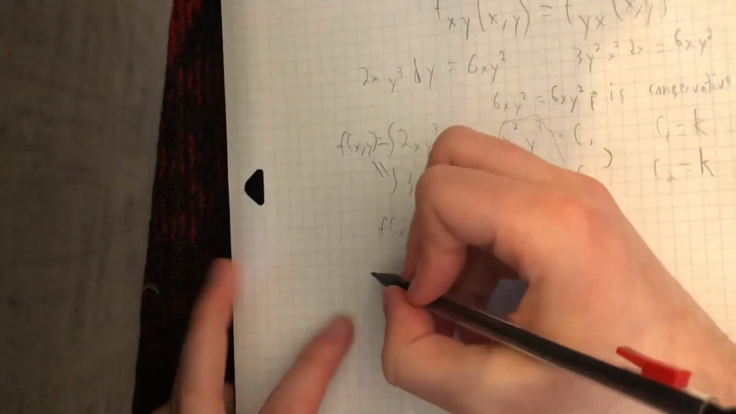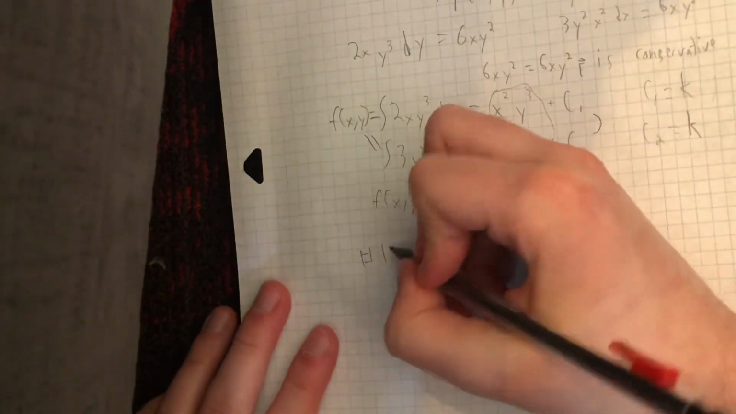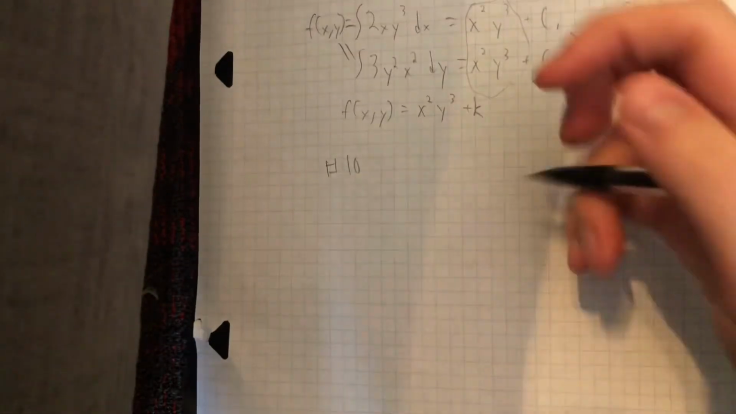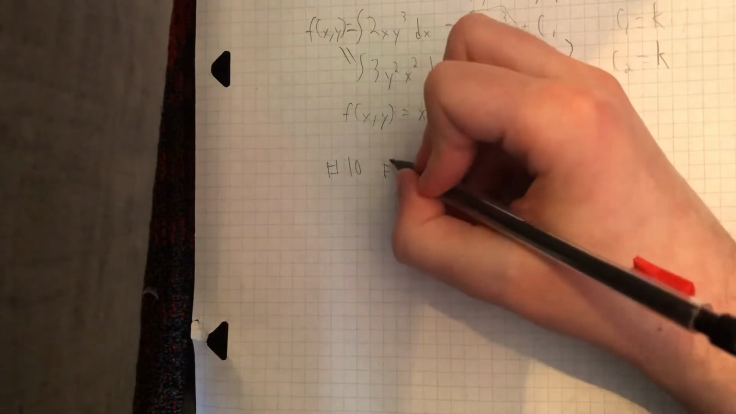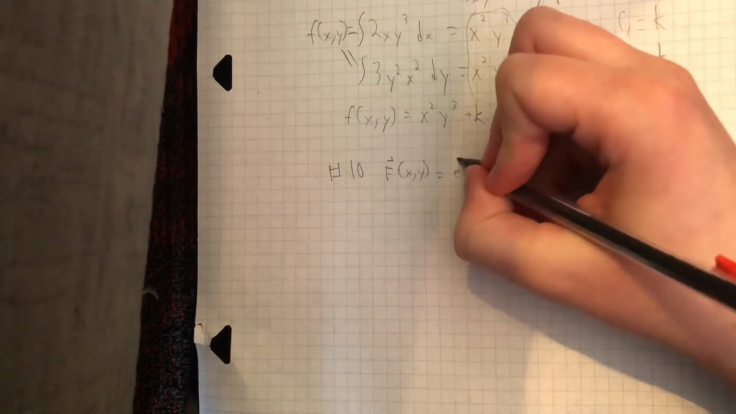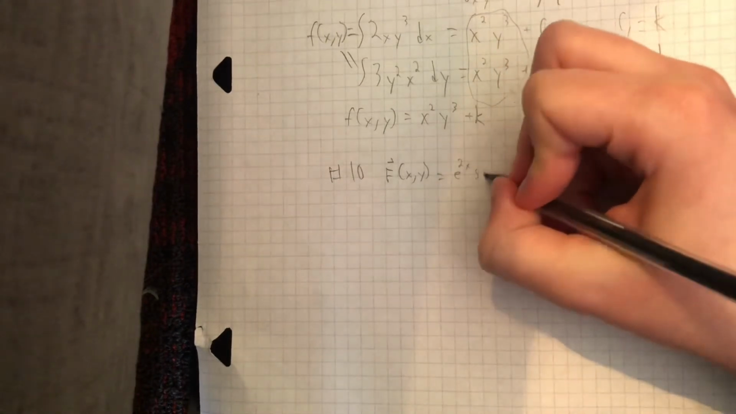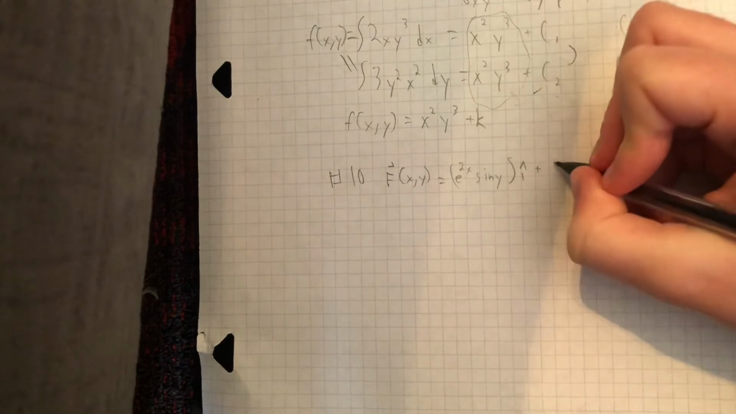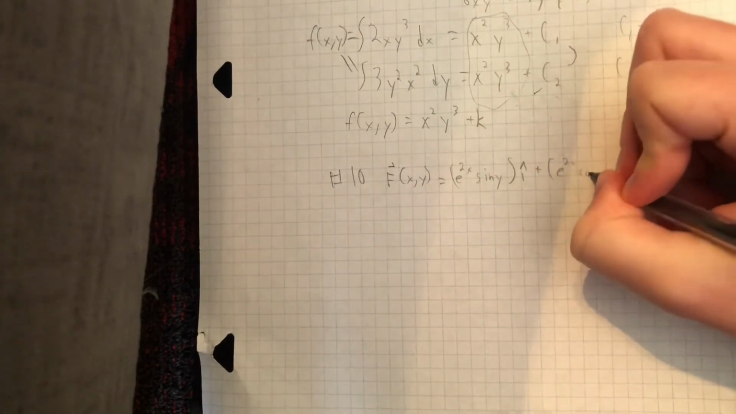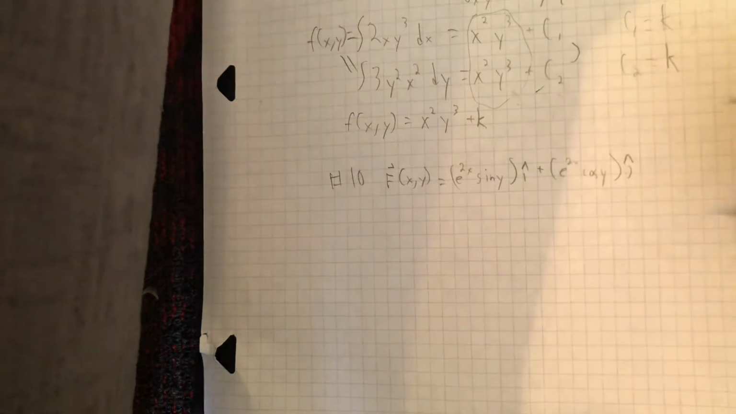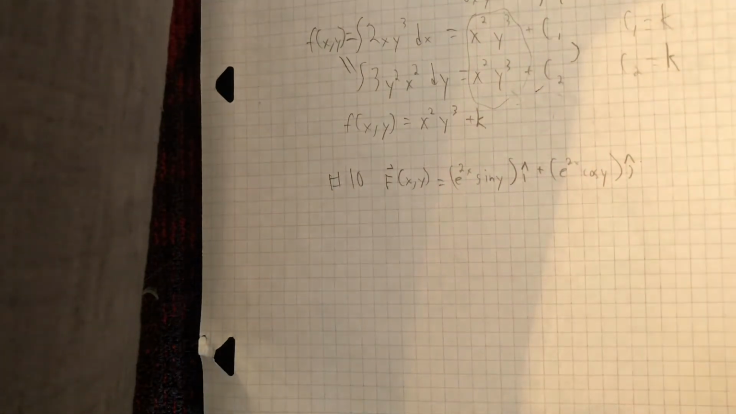Now let's go on to number 10, which is, given the, sorry, just readjusting the camera right there. Given the vector field F of x comma y equals e to the 2x sine y i plus e to the 2x cosine y j, is it conservative? And if it is, what's the potential function?